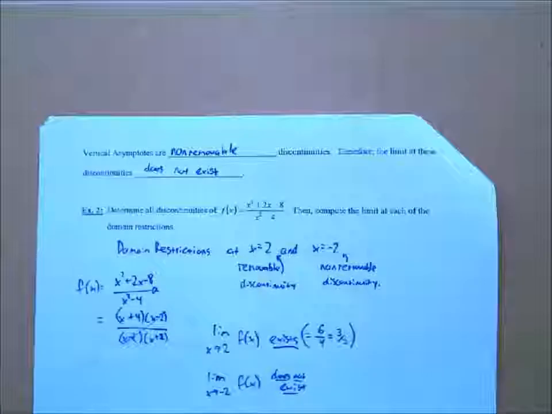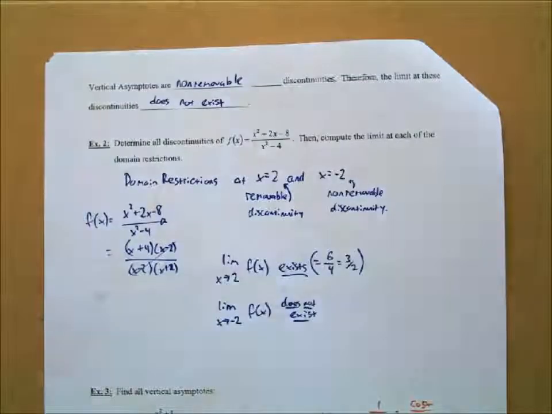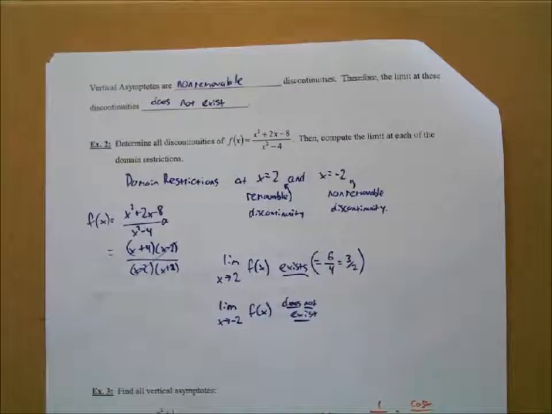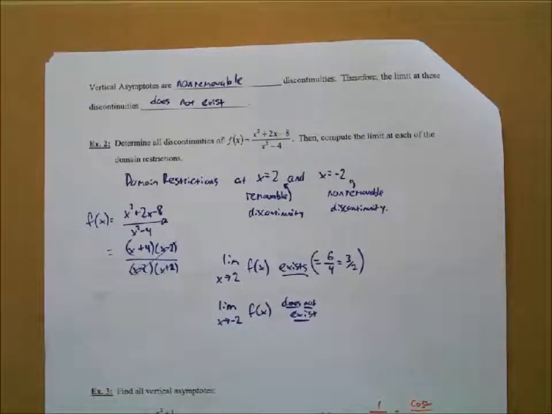Moving on. Vertical asymptotes are non-removable discontinuities. Again, no surprises there. We knew that. Therefore, the limit at these discontinuities does not exist. That contrasts with removable discontinuities like holes, where the limit does exist at those discontinuities. So for removable discontinuities, their limits will exist as you approach them. For non-removable discontinuities, their limits will not exist. They'll go to either positive or negative infinity.